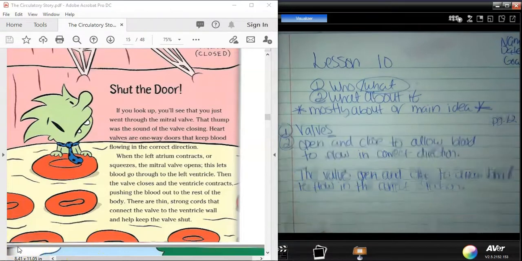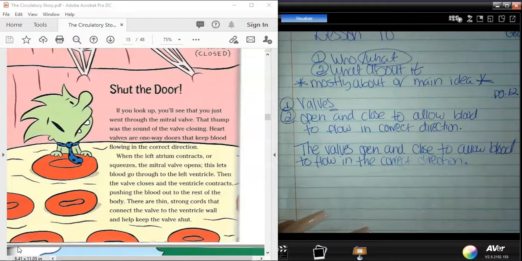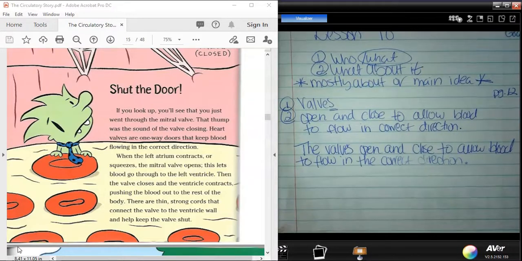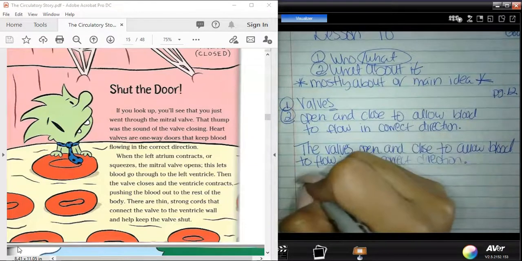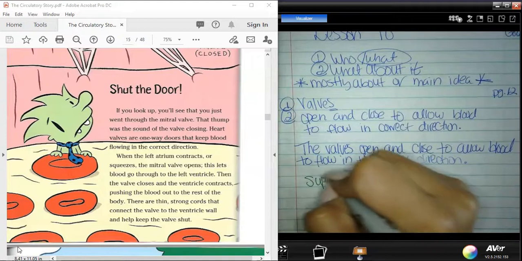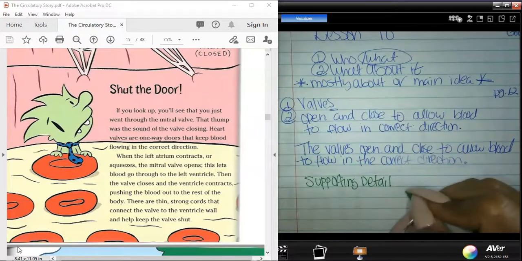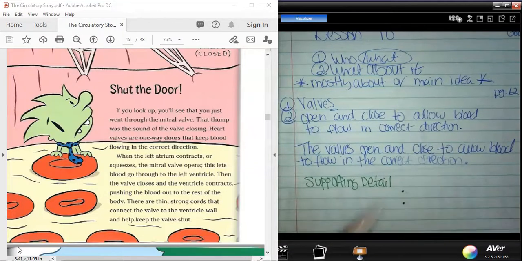Is that it, boys and girls? Am I done? No. What is my next step? I found the main idea. Now I need 2 supporting details. Good. So I'm going to add here supporting details. How many do I need? I need 2. So I'm going to go ahead and go back as a good reader. Remember, we always go back and reread.